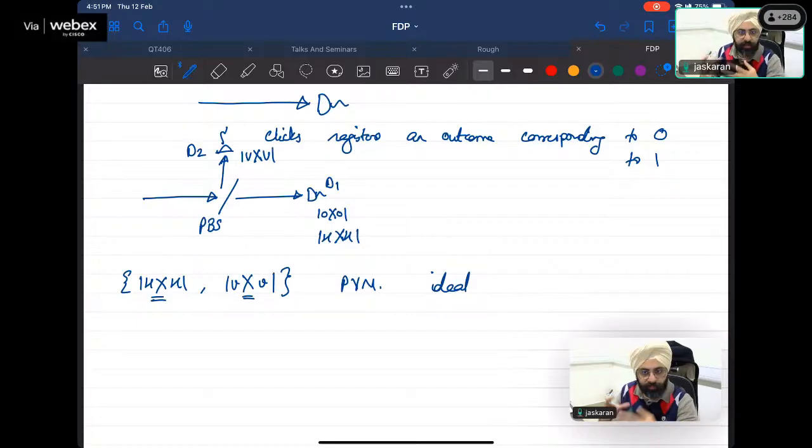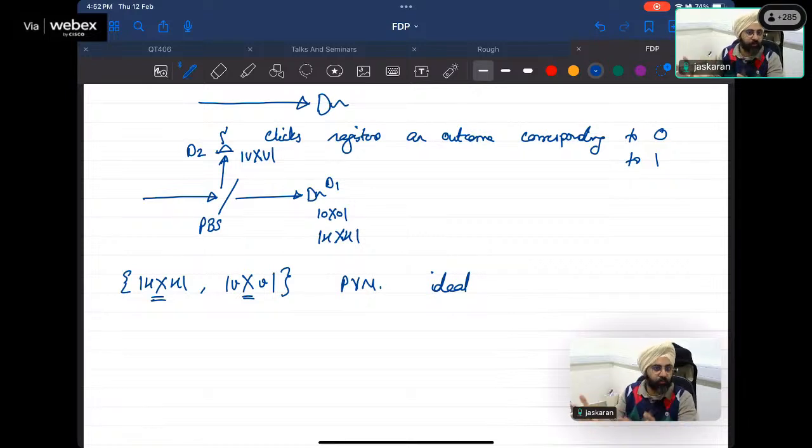But in an actual experiment, there will be cases where both these detectors do not click. I am sending a photon, but the detectors are maybe imperfect, or maybe because of some background noise, or maybe my electronics is flawed. The detectors do not register the photon. Maybe it impinged on D1, but it did not register that photon as such.